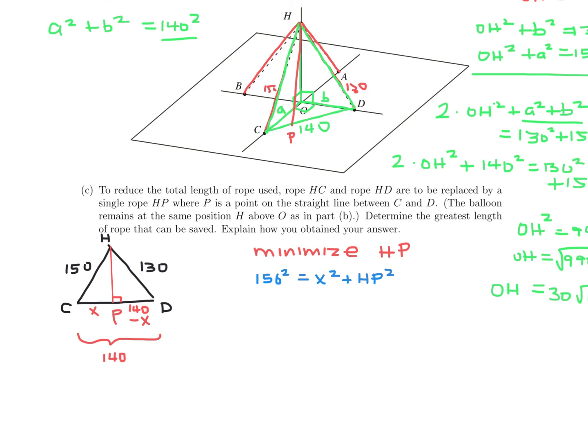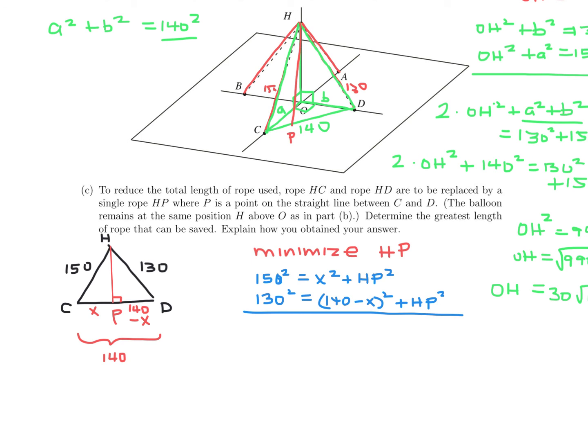Sorry, this is 150. It looks like a 6 for some reason. And then very similarly, in the other triangle, HPD, we'd have a similar Pythagorean relationship, and that one would give me that 130 squared is equal to 140 minus X squared plus HP squared. All right, and at this point we can just use those two and solve for X.